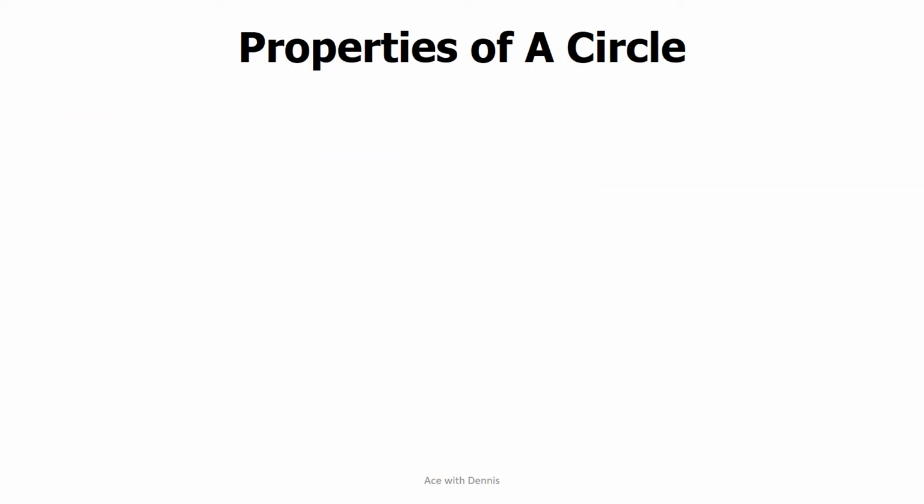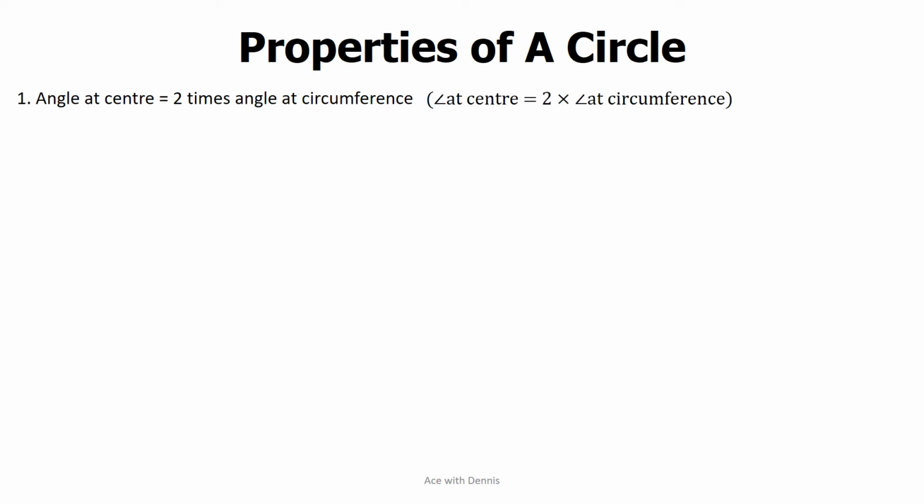There are a few properties of a circle that you need to know. The first property is angle at center equals 2 times angle at circumference. This is the short form, angle at center equals 2 times angle at circumference. This is how it looks like.